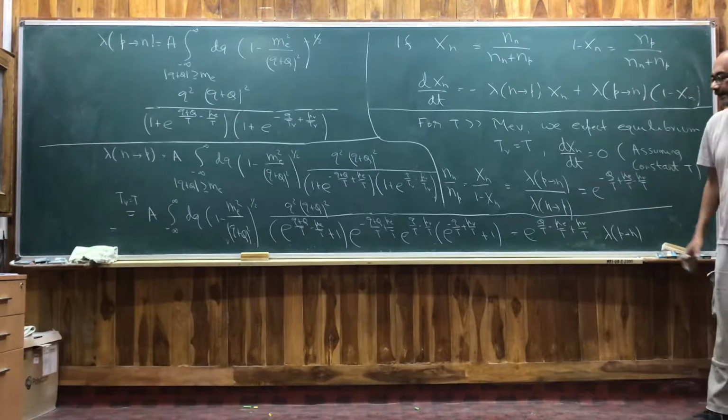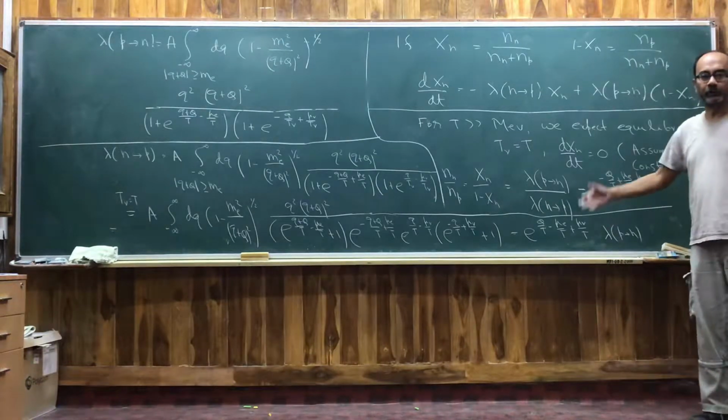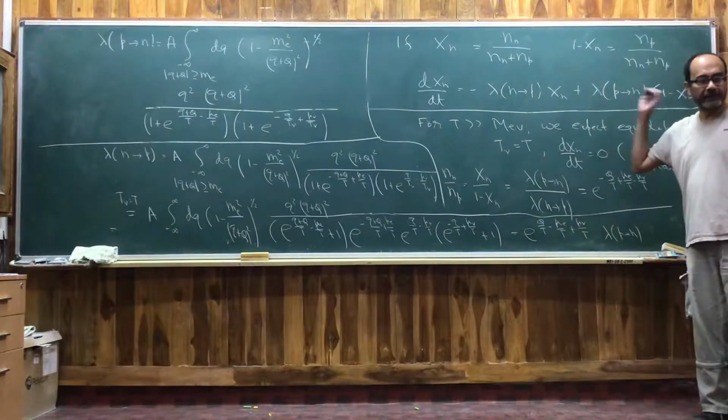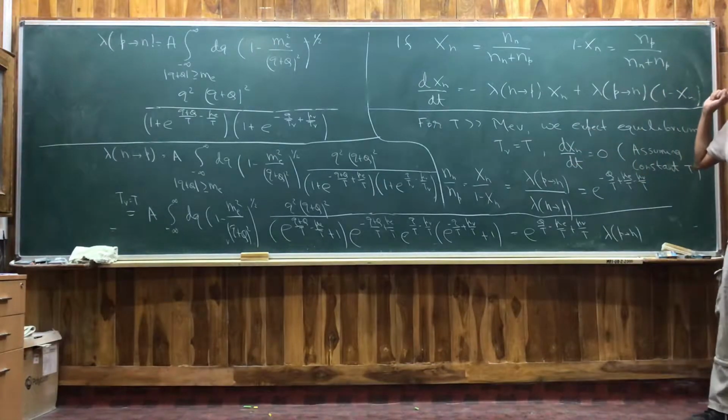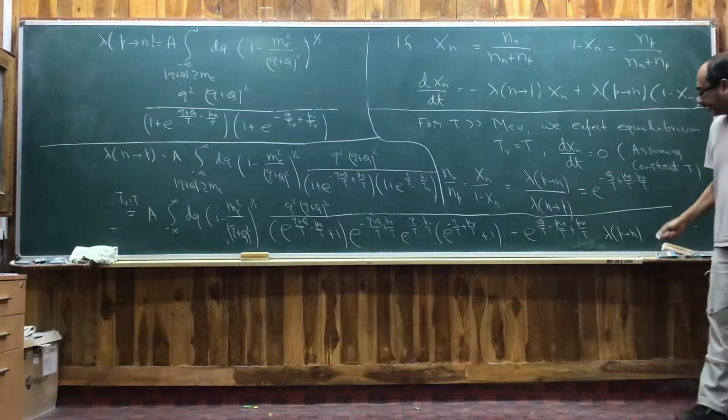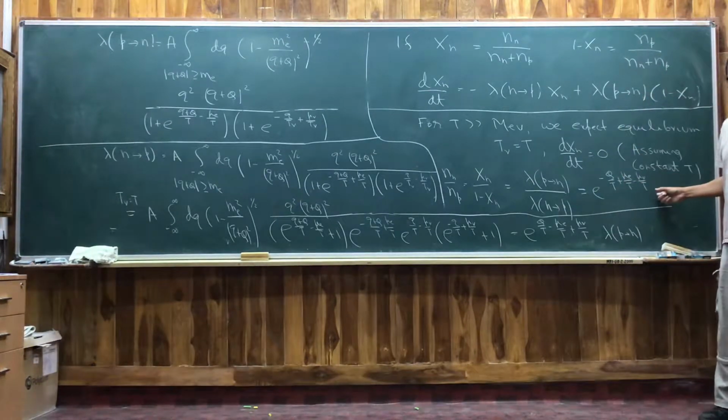So it's of course not a surprise, because in equilibrium, dXn/dt shouldn't change. But it's just saying that at least whatever we have done is consistent. Demanding dXn/dt equal to 0, if you calculate Nn over Np, we get exactly what we got yesterday.